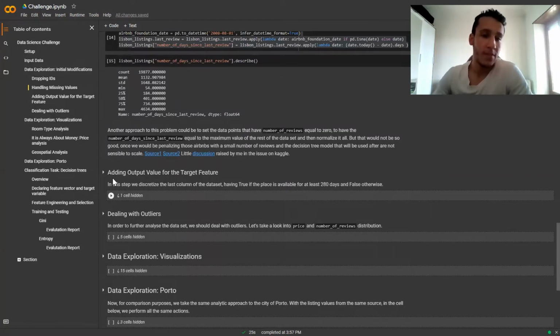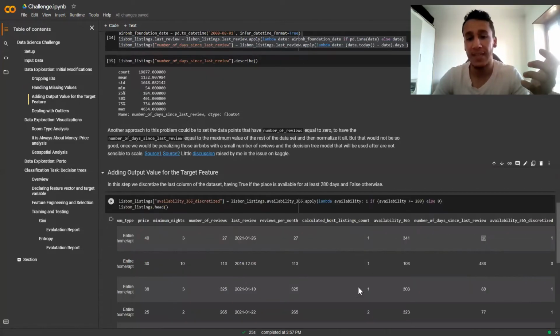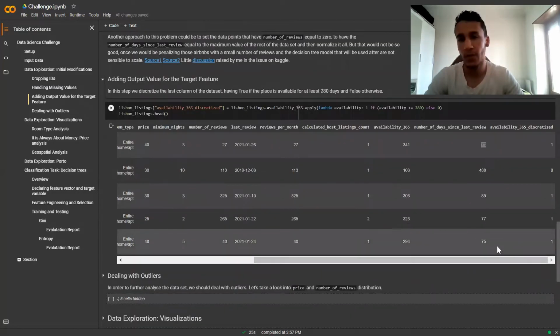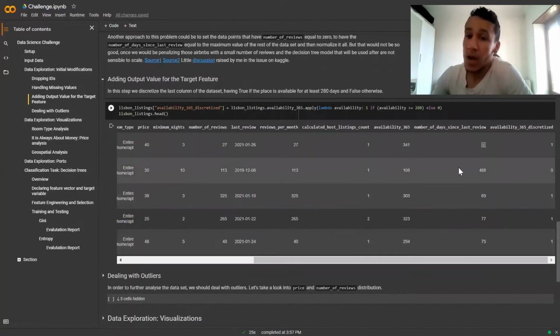Now we have a classification task. Not now, but next we have a classification task, and for that we need our output. So we are going to discretize the feature that is our target feature, so to speak.